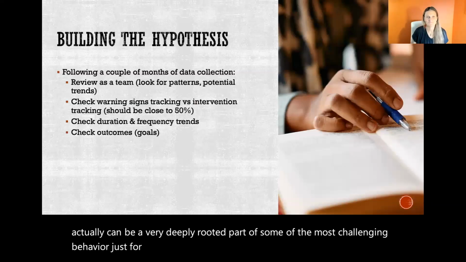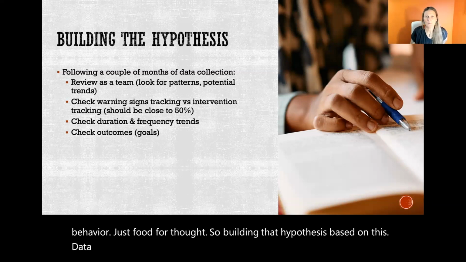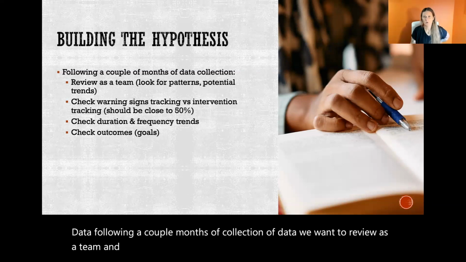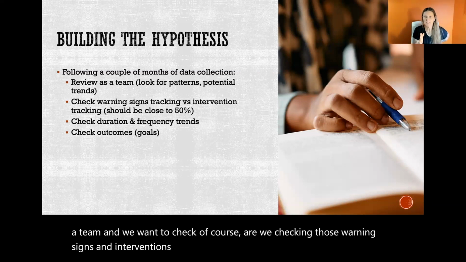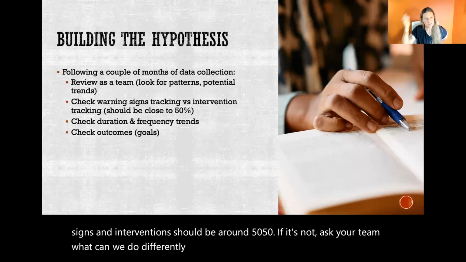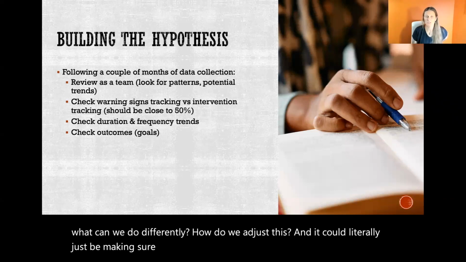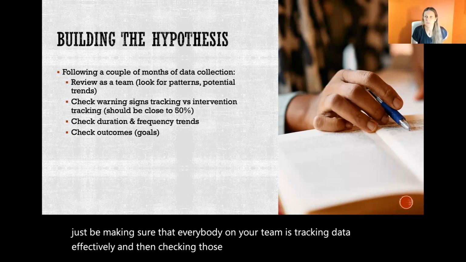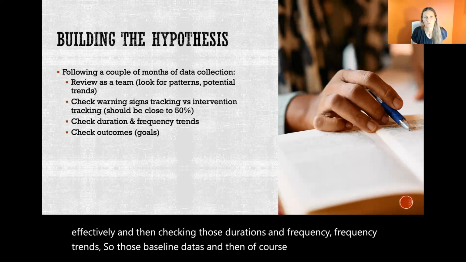Just food for thought. So, building that hypothesis based on this data, following a couple of months of collection, we want to review as a team, and we want to check, of course, are we checking those warning signs and interventions? It should be around 50-50. If it's not, ask your team, what can we do differently? How do we adjust this? It could literally just be making sure that everybody on your team is tracking data effectively, and then checking those durations and frequency trends, those baseline data, and then of course our goals. Where are we with our goals?